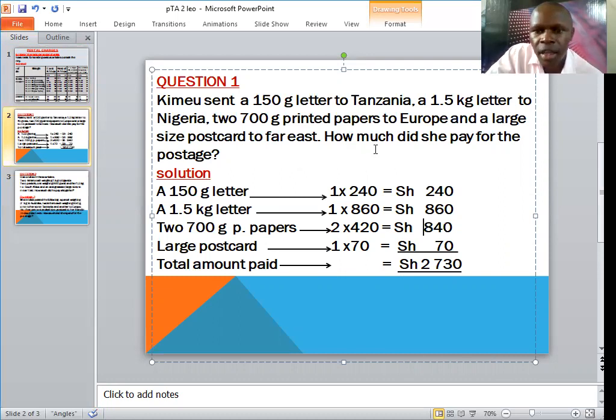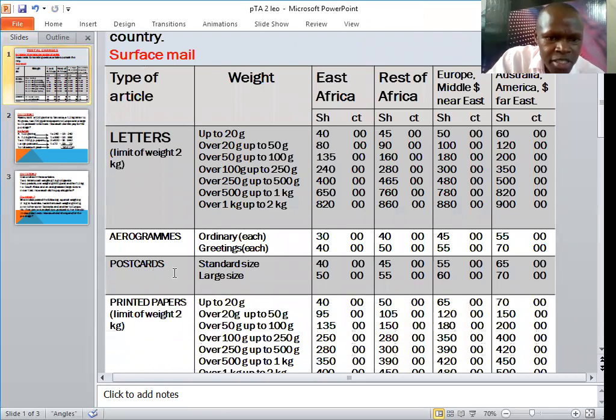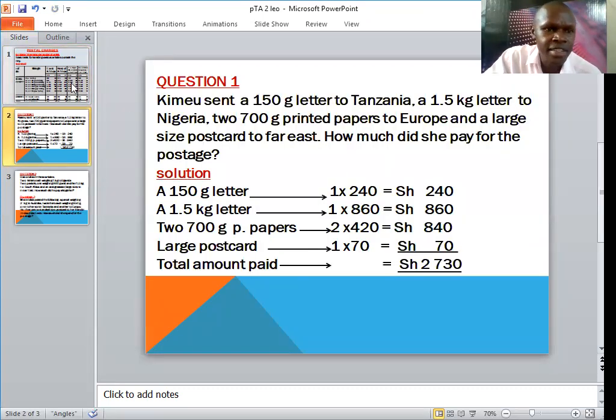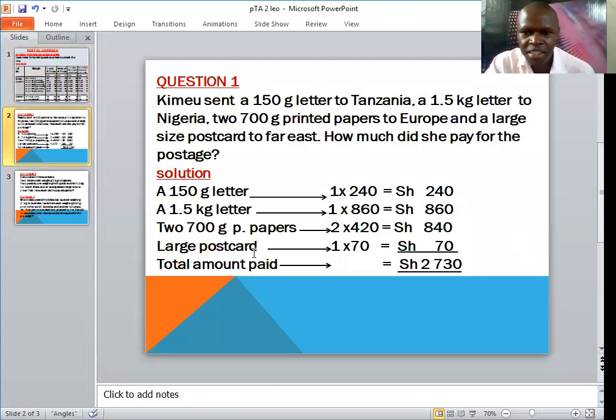The next one is a large size postcard to Far East. What is our article? Our item, a large size postcard. Where is the destination? The destination is the Far East. So we shall come back to our table. Postcard. Which type? Large size. Destination, it is Far East. Come back here. Postcard, large size, Far East. How much is that one? 70 shillings. And we have here 70 shillings.